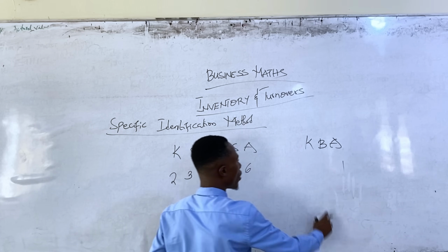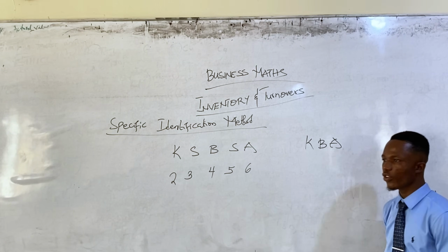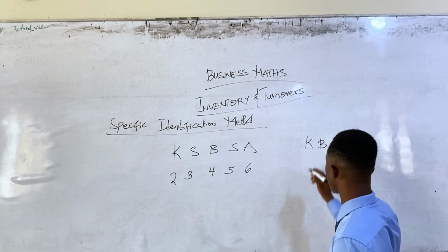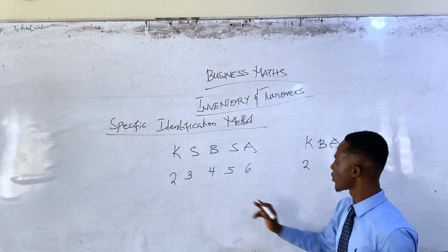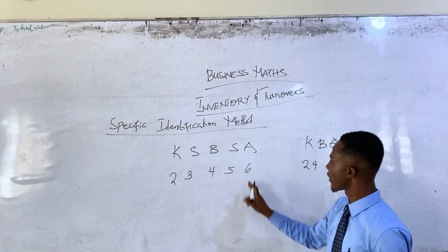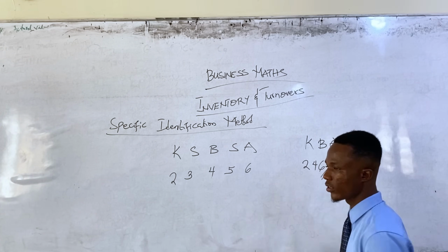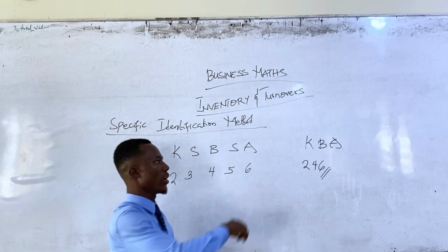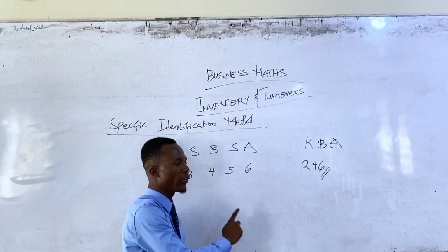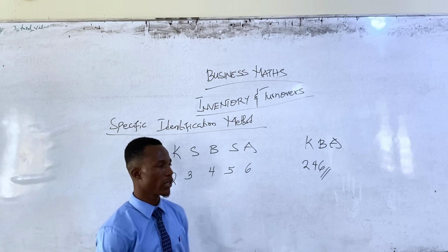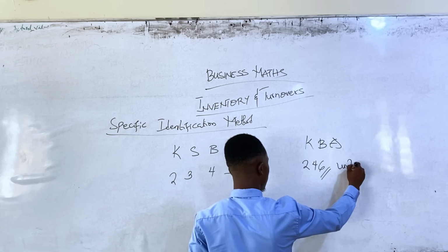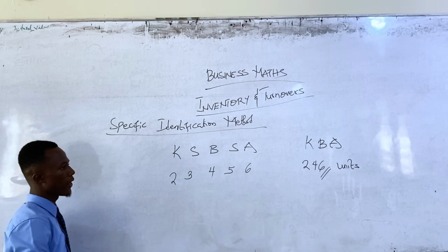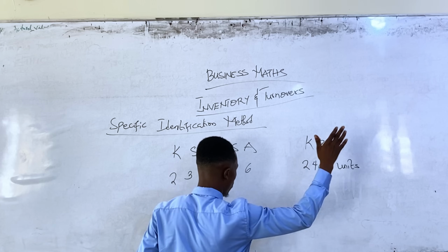KBA, you have KBA like this, and you have been asked to calculate for the number of inventory. What you do is, K represents what? 2. So you write 2. B represents what? 4. You write 4. And A represents what? 6. And you are done. So this is the number of inventory. It means the inventory left for KBA in the warehouse is 246 units. Okay, 246 units. That is it. This is quantity, the number, right?